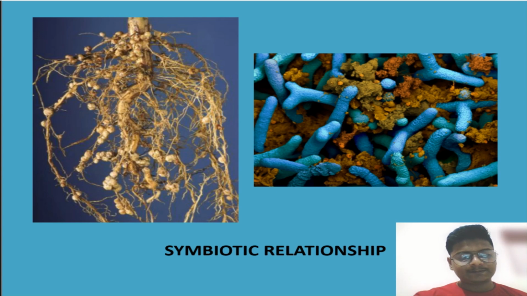You are able to see this plant, and the plant has some roots. In the roots you can see some nodule-type things. I have already told you what these nodule-type things are. This is a symbiotic relationship, and the bacterium here is called Rhizobium. Okay, Rhizobium bacterium. So this is attached to the plant roots.